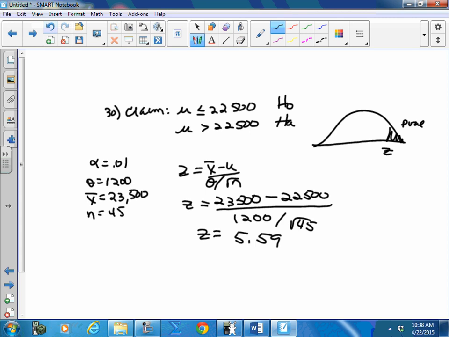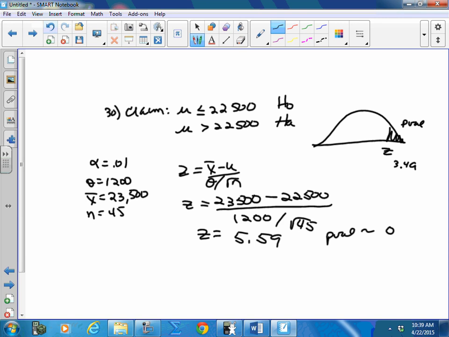Your table only goes up to 3.49. 5 is way, way out there. So virtually, my p-val is approximately 0. There is no area to the right. But what did the rest of it say? E to the negative 8. That means you move your decimal 8 places to the left.